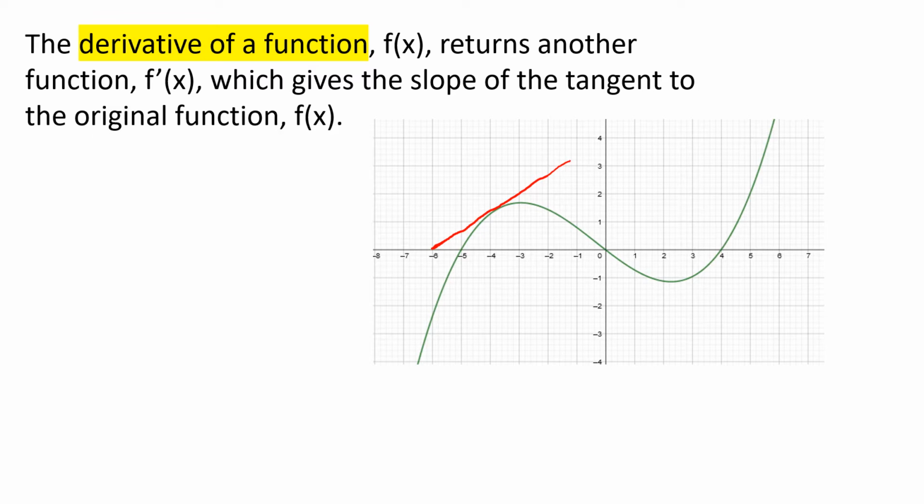just like in geometry, you learned the tangent to a circle is a line that touches a circle in only one point. Same thing with the tangent to the original function. So this changes, however, as we move along the curve, as x changes, at different x values, you have different values for the slope of the tangent line. So let me show you an example here.